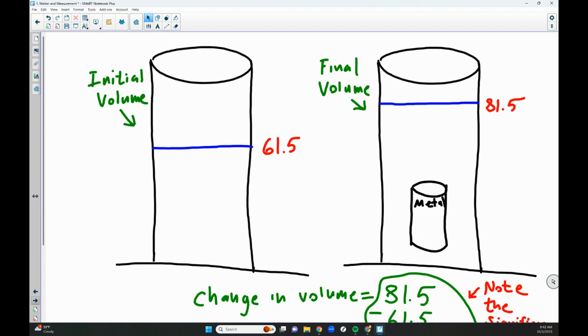You're going to be using a graduated cylinder. That is these things that I've drawn up here. Those are around the room in each group.